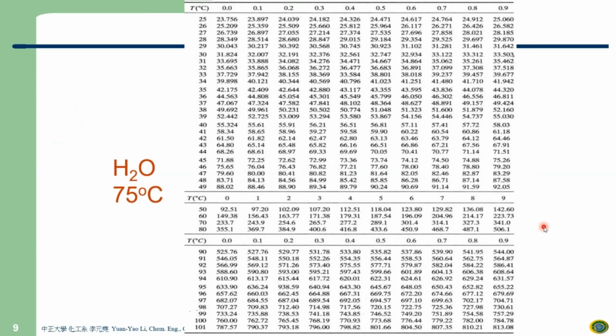Okay, so in the exercise, you need to find the vapor pressure of water at 75 Celsius. Where is 75? So this is 70. 25 to 49, 50, 60, 70, 80, right? So this is 70, 71, 72, 73, 74, 75. So the vapor pressure is 289.1 millimeter mercury.